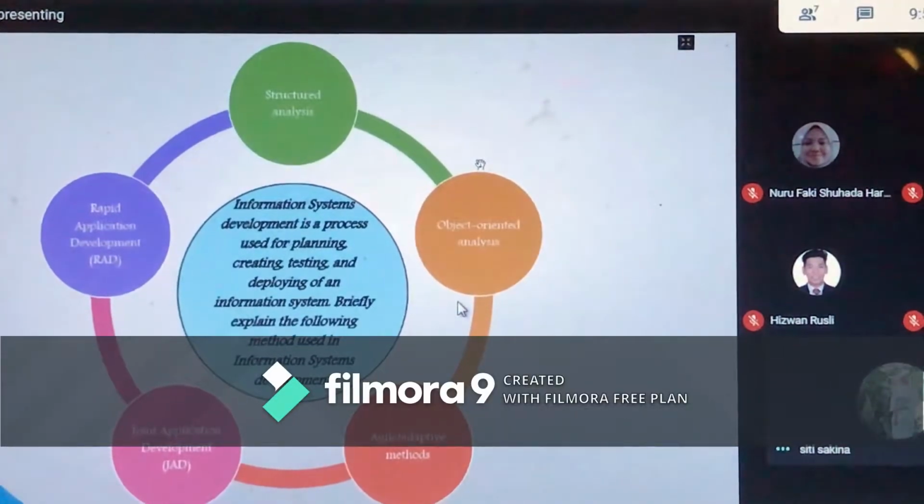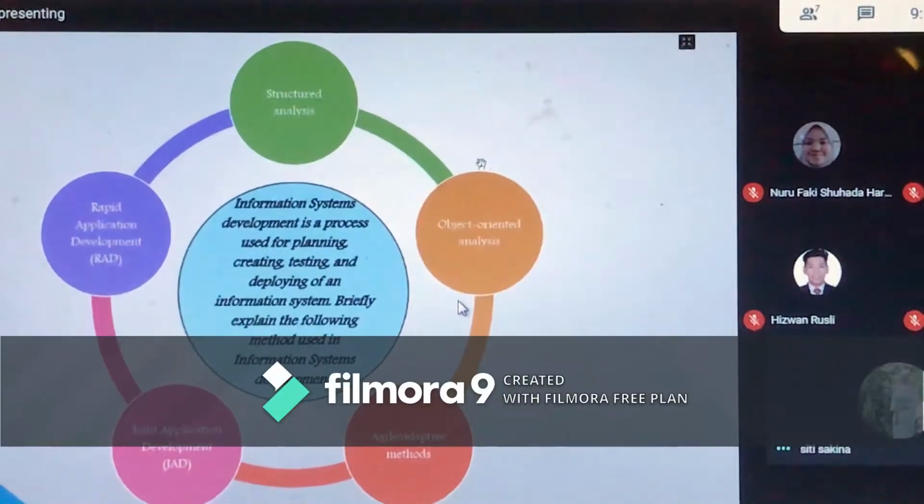Lestari Perdana Sdn Berhad was asking about the development of its system. First of all, they need to know about information system development. Information system development is a process used for planning, creating, testing, and deploying of an information system. There are 5 methods used in information system development.